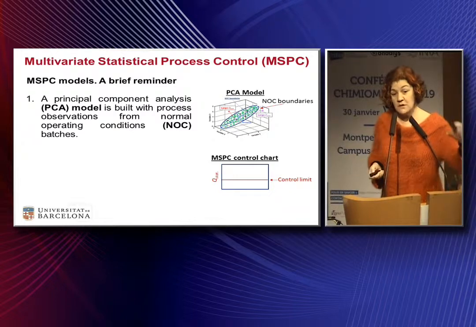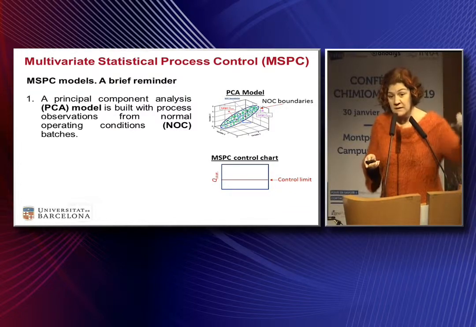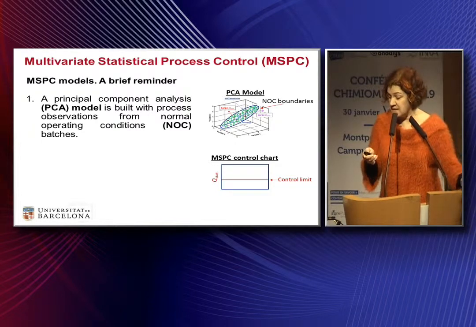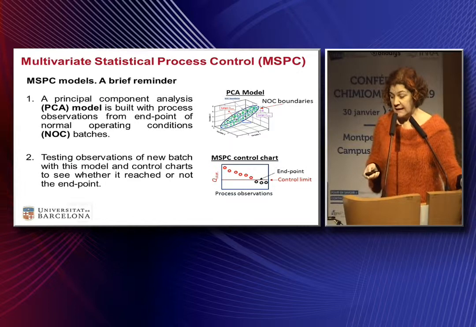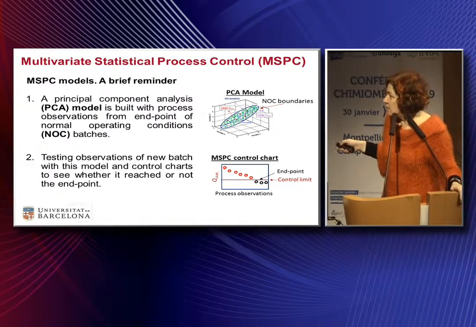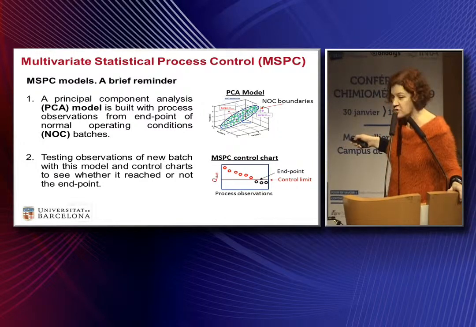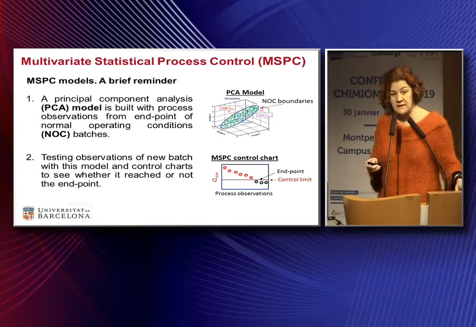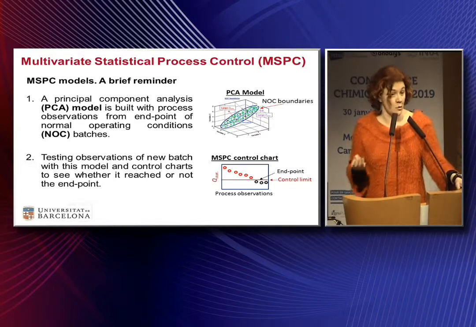Then, of course, you can use this principal component model. And when you have new process observations of another batch, you can project them into this model. And then, for instance, in this case, if you control the residuals and you try to control an endpoint, you will see that the observations in the beginning are above the control limit, but when you reach the end of the process, they go below this control limit, and then it means that you can stop your process.